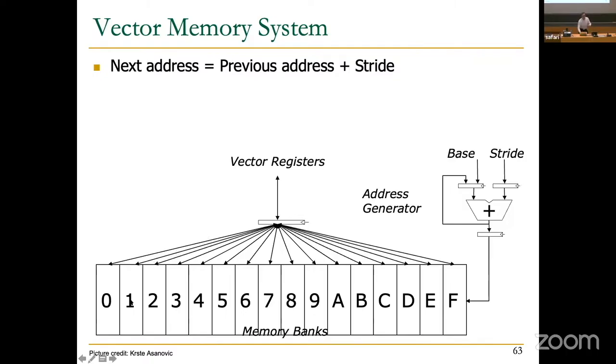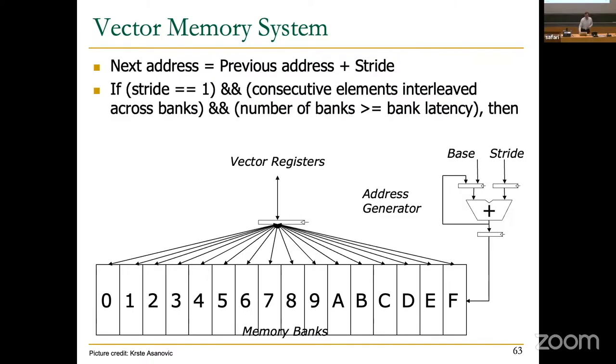That goes to this bank. In the next cycle, you increment it by the stride. That goes to this bank. And then this bank, this bank, this bank. So consecutive accesses go to consecutive banks. As a result, you can sustain one memory access per cycle and one element per cycle. But this, of course, requires what I just formalized over here, right?